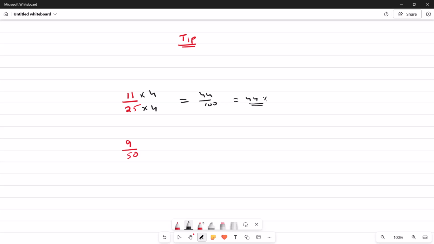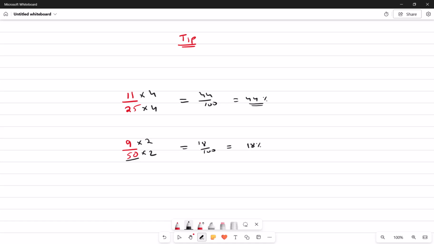So this method really works if you have a denominator, which is this number, which you can easily multiply with another number to get 100. So let's convert 9 out of 50 to a percentage. Now what number can we multiply 50 with to get 100? It's just 2. And since we multiply the denominator with 2, we need to multiply the numerator with 2 as well. So this just becomes 18 divided by 100 equals 18%.